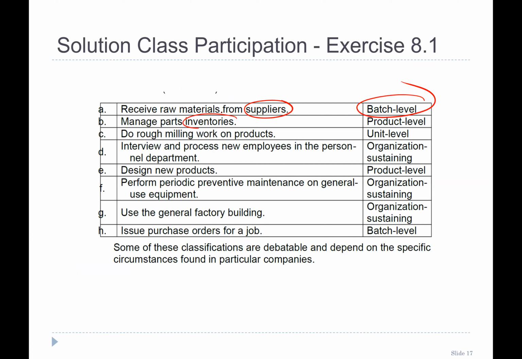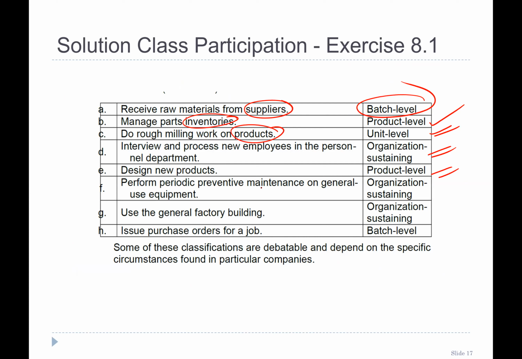Manage parts of inventories. It's a product level activity, right? You are managing inventories, and inventories belong to a product. So you categorize it as a product level activity. Rough milling work on products, unit level or departmental level, right? Interview and processing, this is organization sustaining, like you hiring smart people for the right job. Design new product, of course, product level.